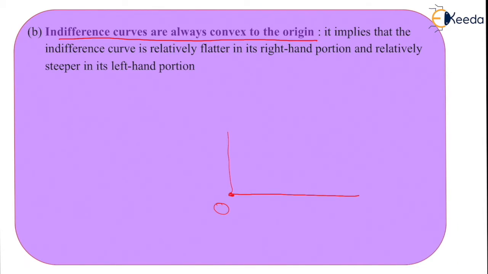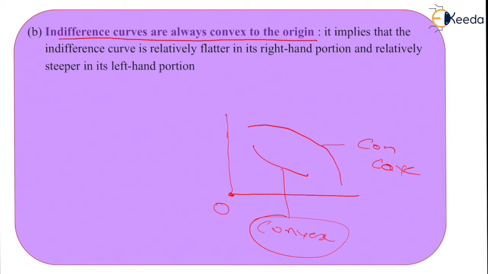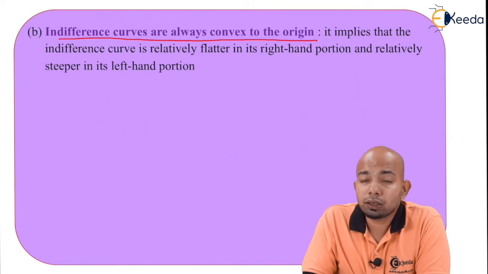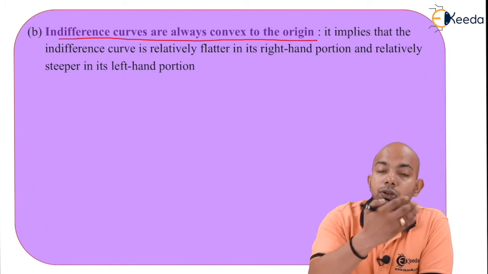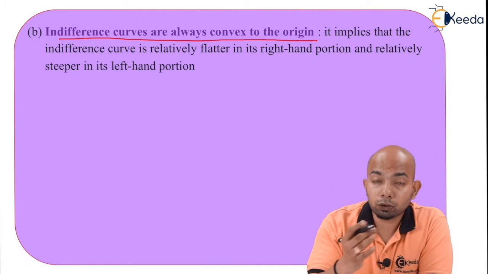I'm sure everyone would have learned about how convex and concave lenses work. If it is convex, it would be like that. If it is concave, it would be like this. So this is concave, and this is convex. This is what you need to understand. You need to always remember that an indifference curve is always convex to the origin. That means the curve is facing towards the origin side and not the back of the curve.